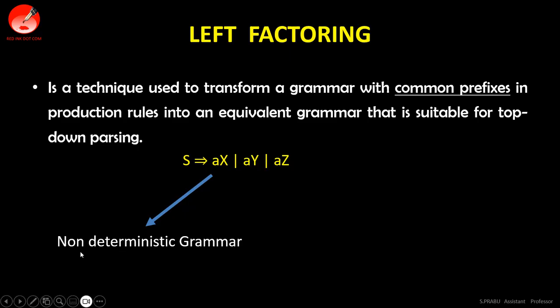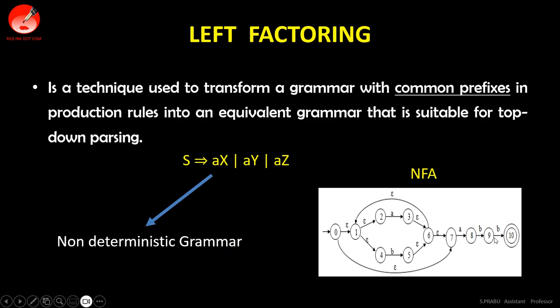You just recall this term non-deterministic from your lexical analysis. Non-deterministic finite automata. It means if you have any one of the states, for example, the zeroth state, if you apply epsilon, it becomes confused to choose whether it goes to the first state or the seventh state. So this is called non-deterministic.